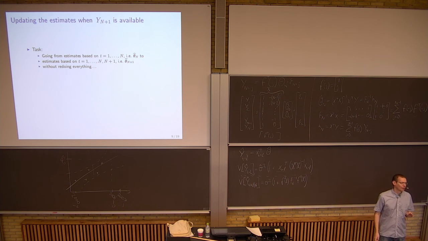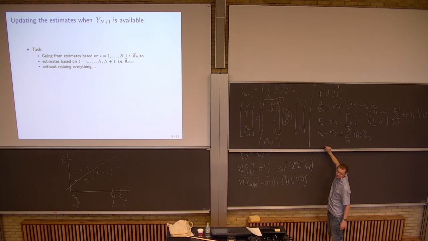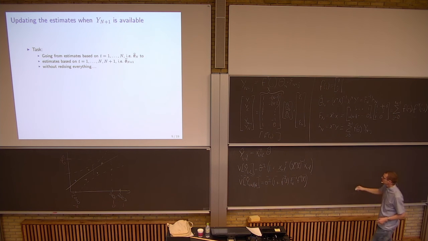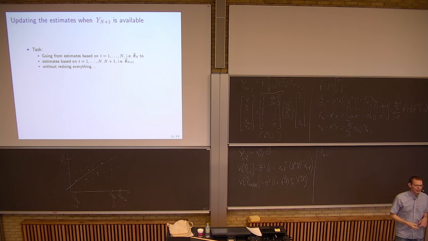So, updating. What do we need to do? When we get the next observation, we need to update Fn and Hn. Can you see how we do that? So we need to make Fn plus 1. And of course, what we want is to make it relative to Fn. But if you look at Fn plus 1, the only thing you do is that you add an extra element to the sum up here.